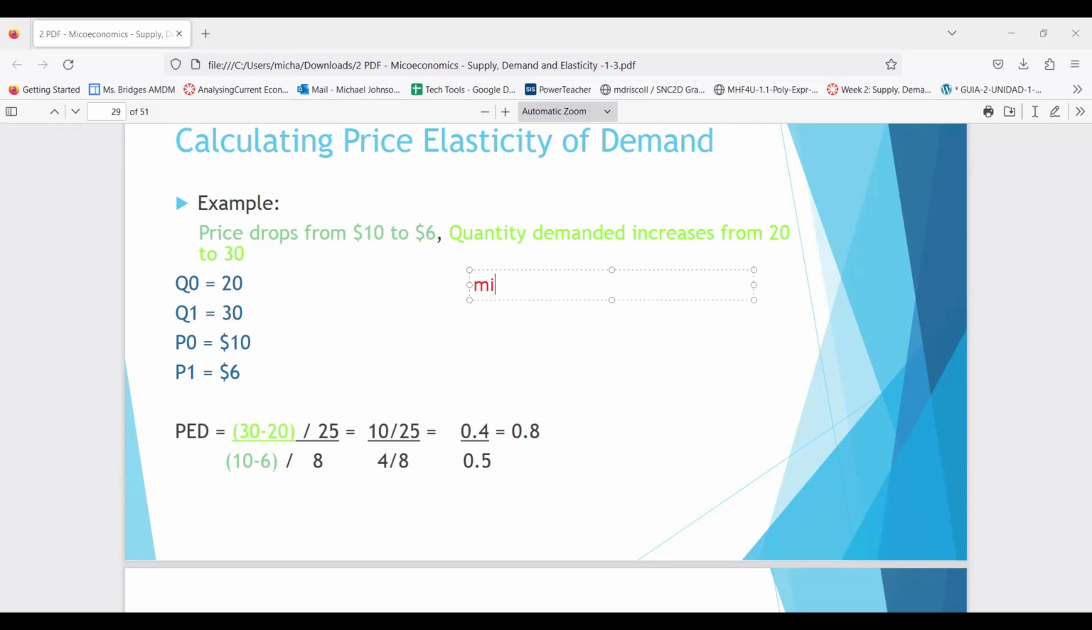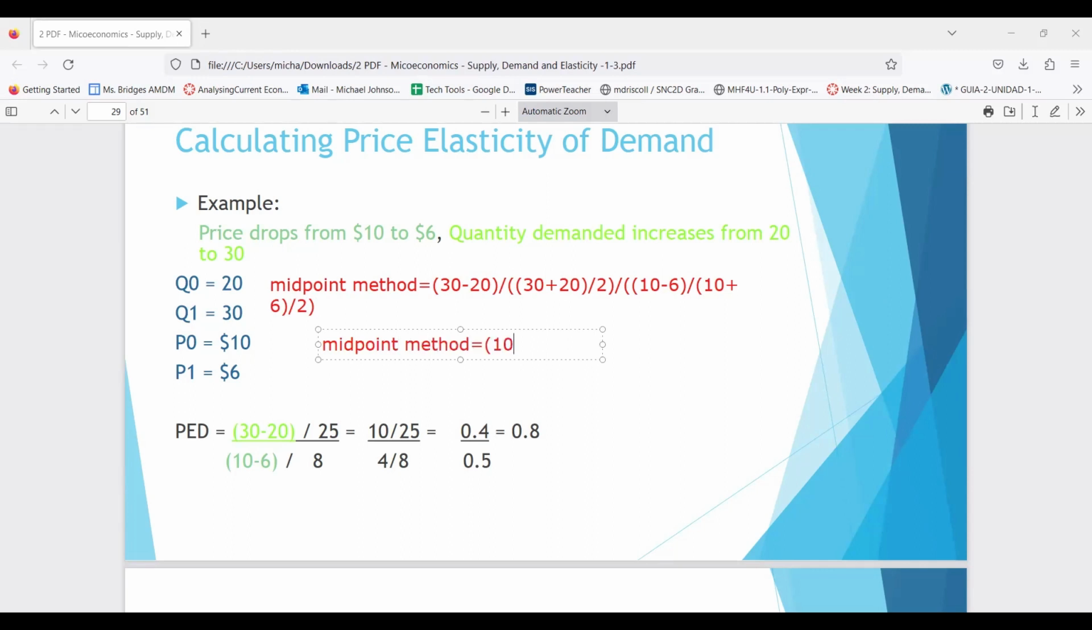So I'll do the midpoint method again, and I'll do the percentage. Here we do 30 minus 20 divided by 30 plus 20 divided by 2, then divide by 10 minus 6 divided by 10 plus 6 divided by 2, and then it's 10 divided by 5, divided by 4 divided by 8.